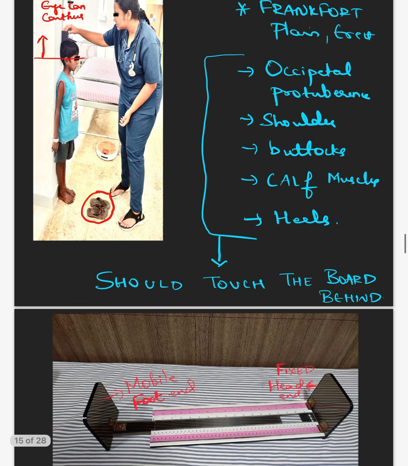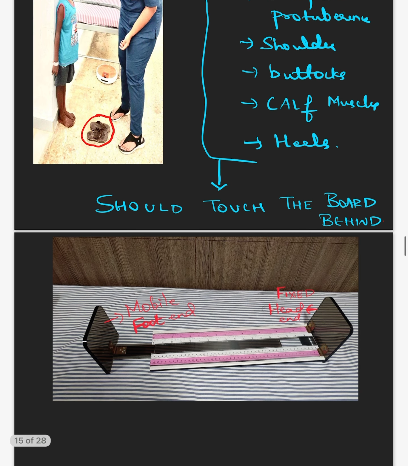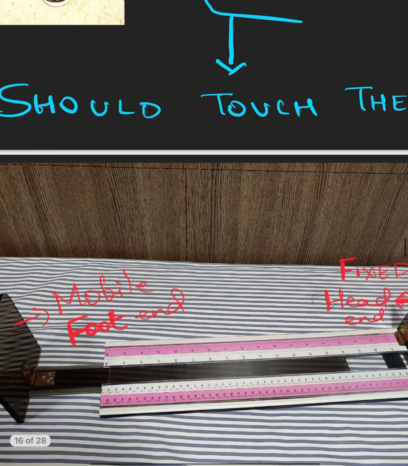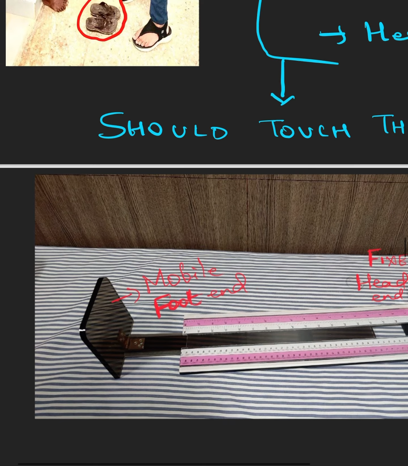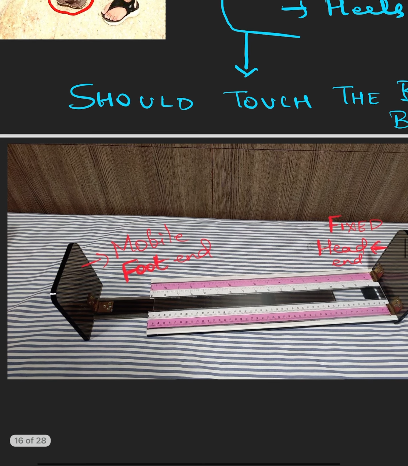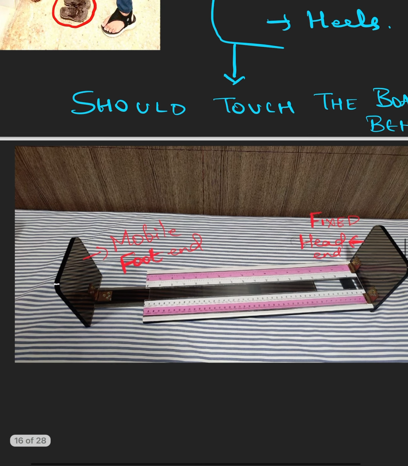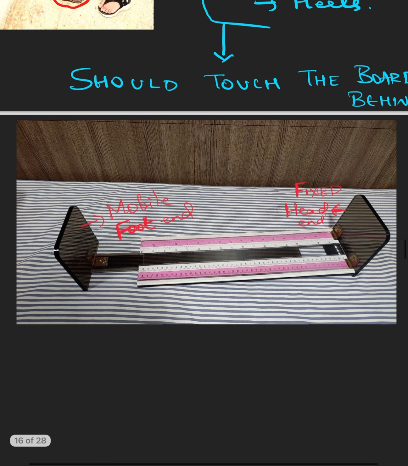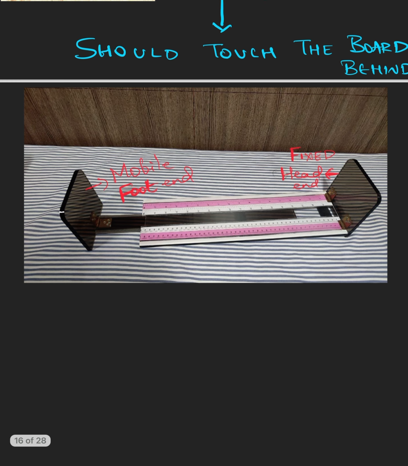Then we measure length using an infantometer. This is an infantometer. It has a fixed head end and a mobile foot end. The head end is fixed, we can't move that, and the foot end is mobile. We can move it according to the length of the child and fix the foot of the child on the mobile foot end. And we measure the length.